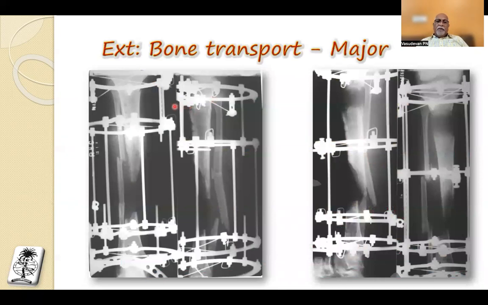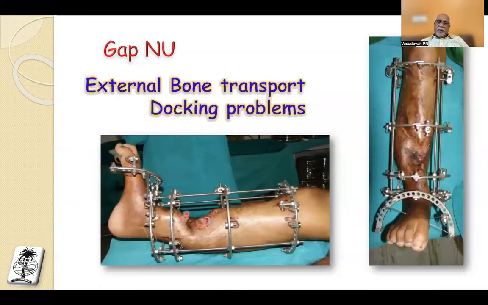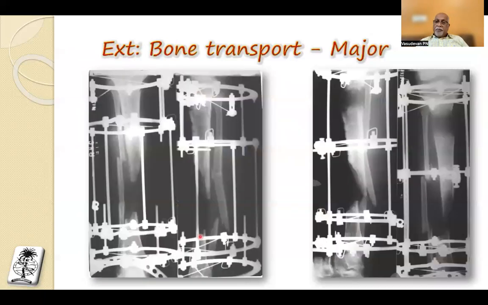So I removed the fixator and did a corticotomy and tried transporting. As it came down, because of the spike, it was deflecting backwards. So it created, you can see, the soft tissue has been going into it. And the bones are not in contact. So at this stage, I opened it, took this spike of the bone into the medullary canal.